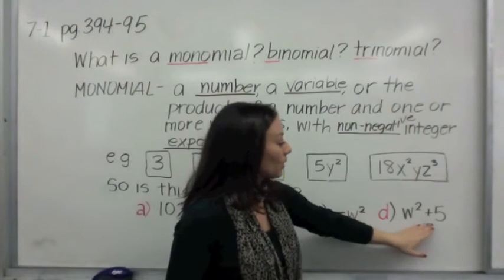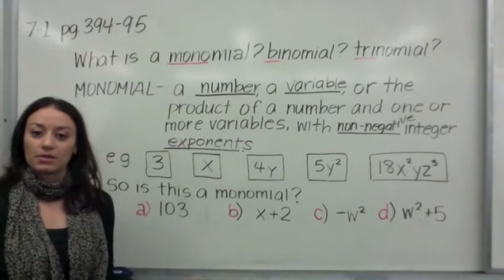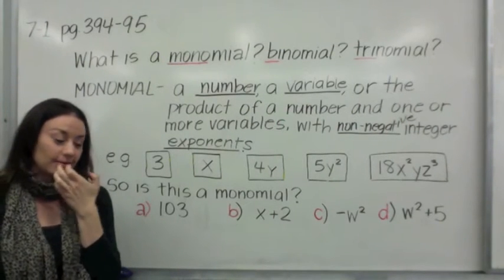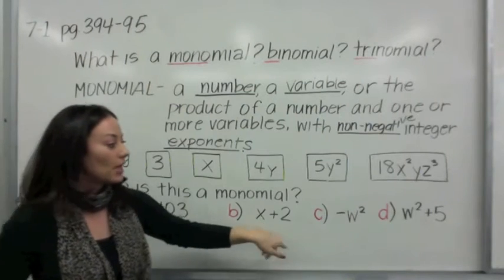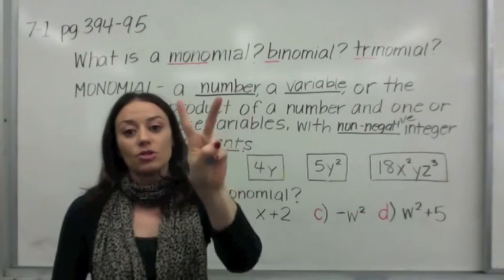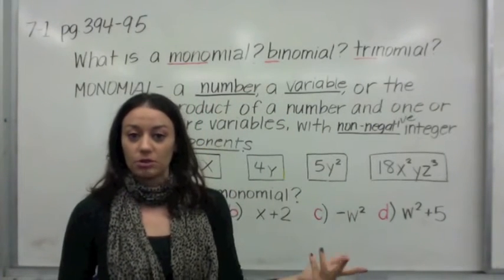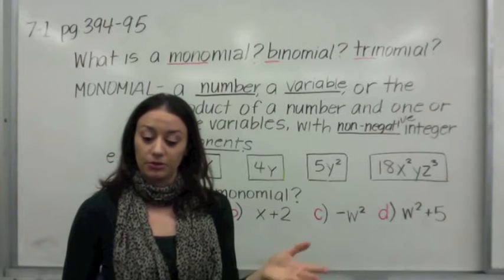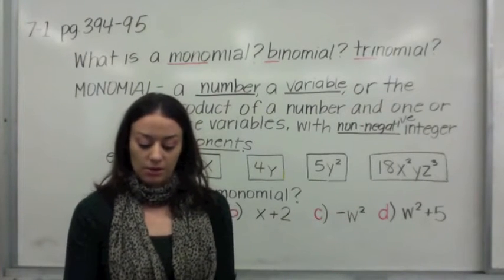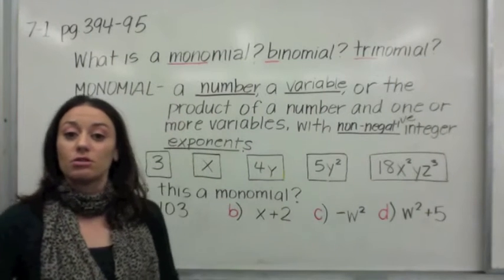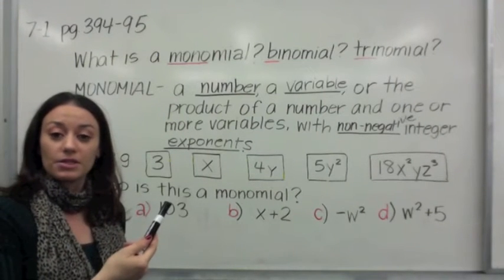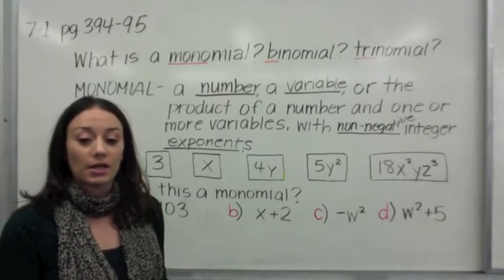Okay, w squared plus 5. Does it look like something else that we looked at before? Okay, doesn't it look like this one, x plus 2? Okay, there are two terms. How many terms? Two terms. So what do you call that? Do you call it a monomial or do you call it a binomial? Okay, yeah, so that's a binomial. So now that you know how to recognize and talk about these terms, we're going to start applying some properties of multiplication with exponents.